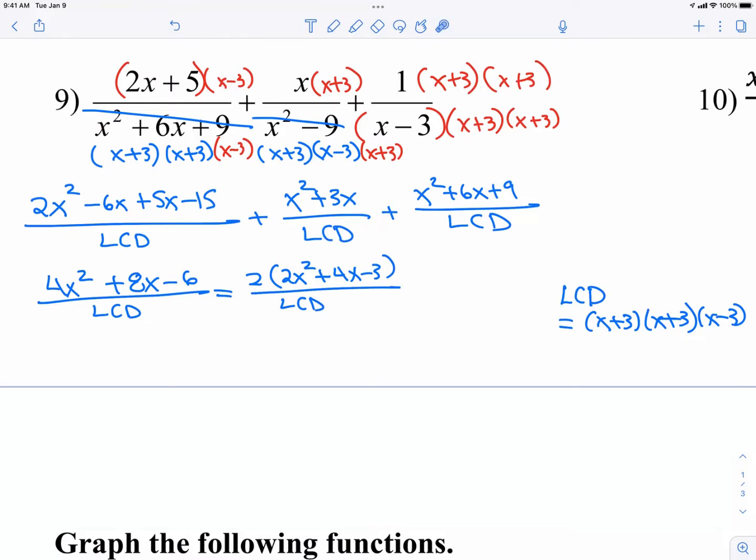Okay, now we can attempt to factor this polynomial. So if you multiply 2 times negative 3, that's negative 6. But there's nothing that's going to multiply to negative 6, but also add up to the 4 in the middle. So this is not factorable. And so this is our final answer. But let's just bring back the LCD here on the bottom. So our final answer will be 2 times 2x squared plus 4x minus 3 all over the LCD, which is x plus 3 times x plus 3, or x plus 3 squared, times x minus 3.